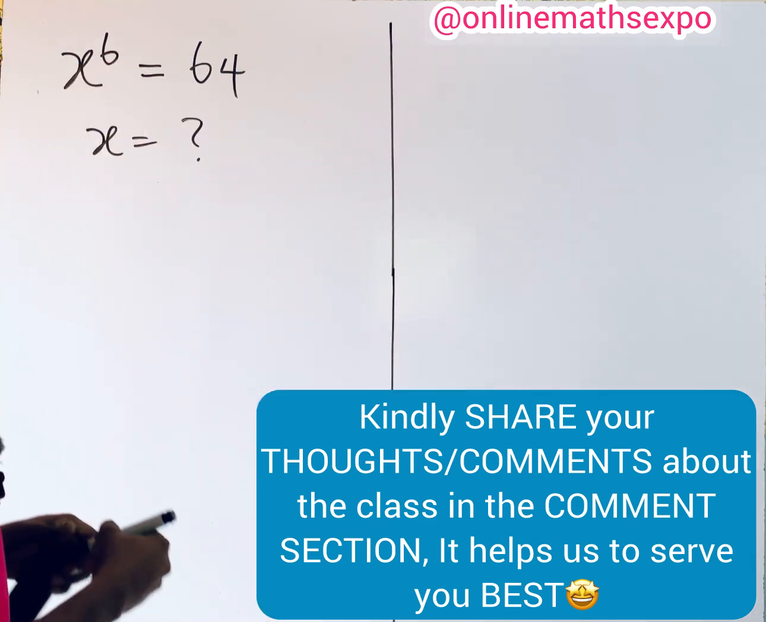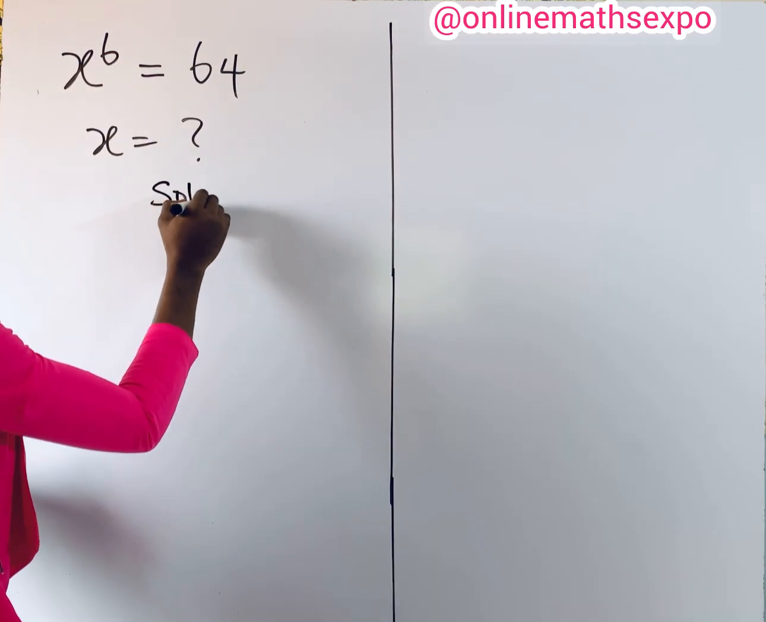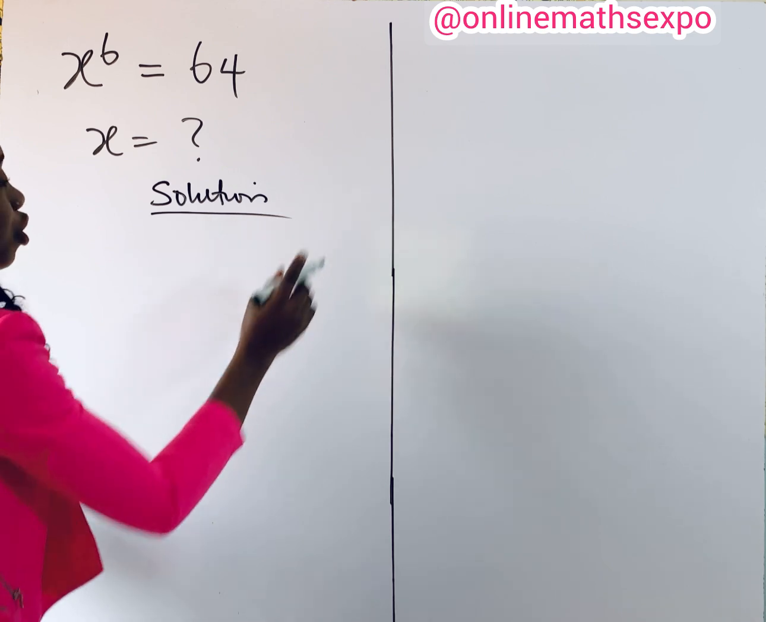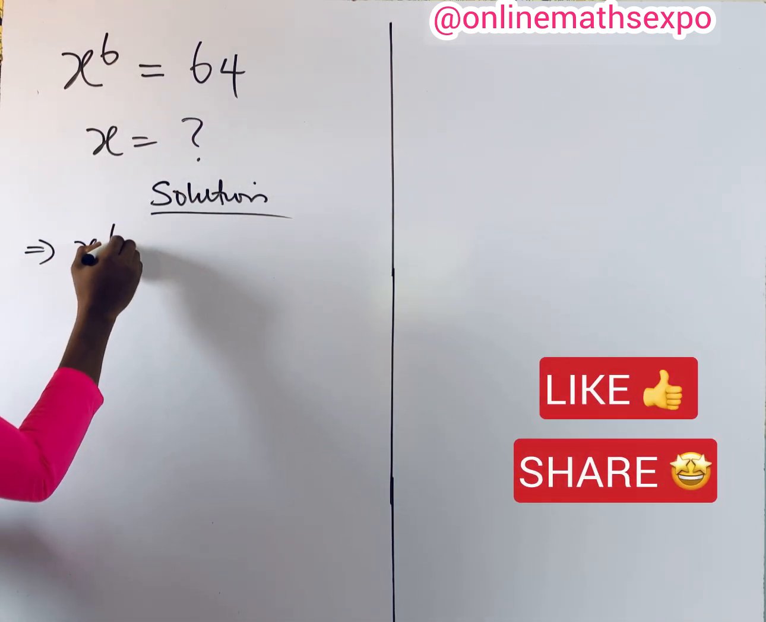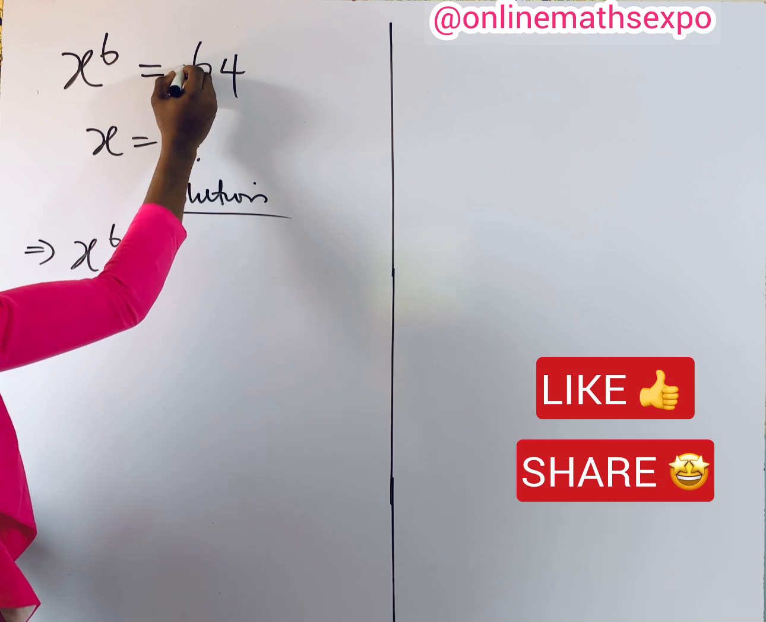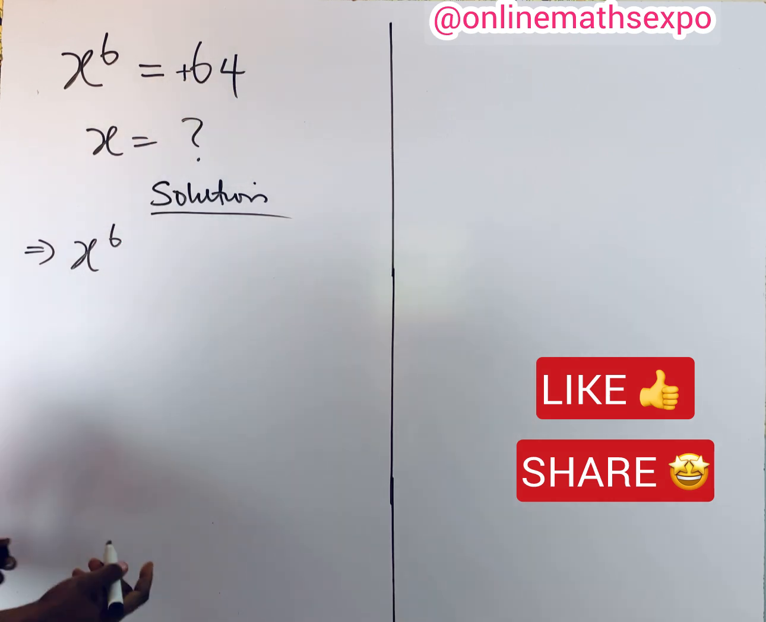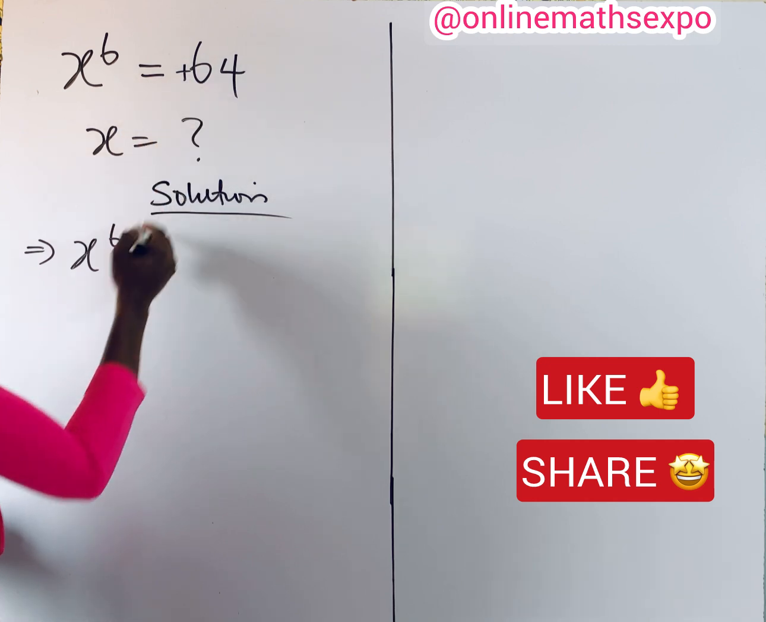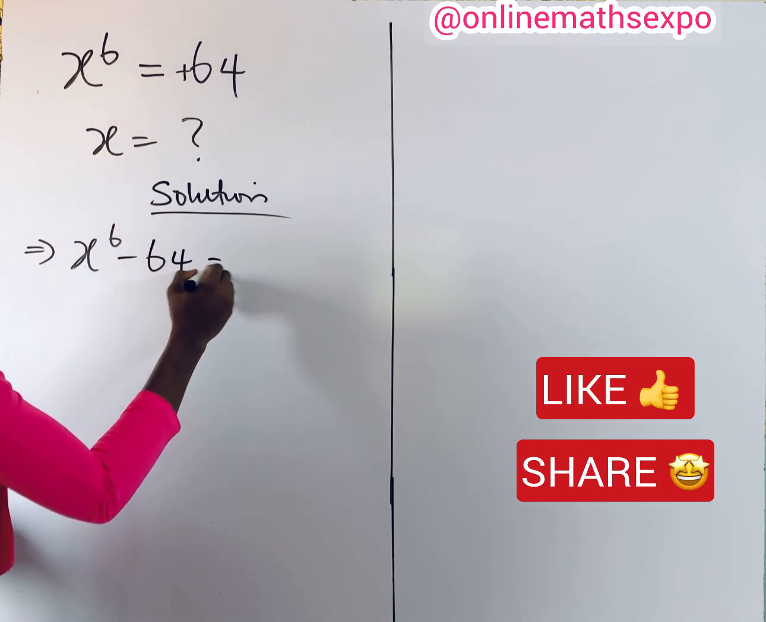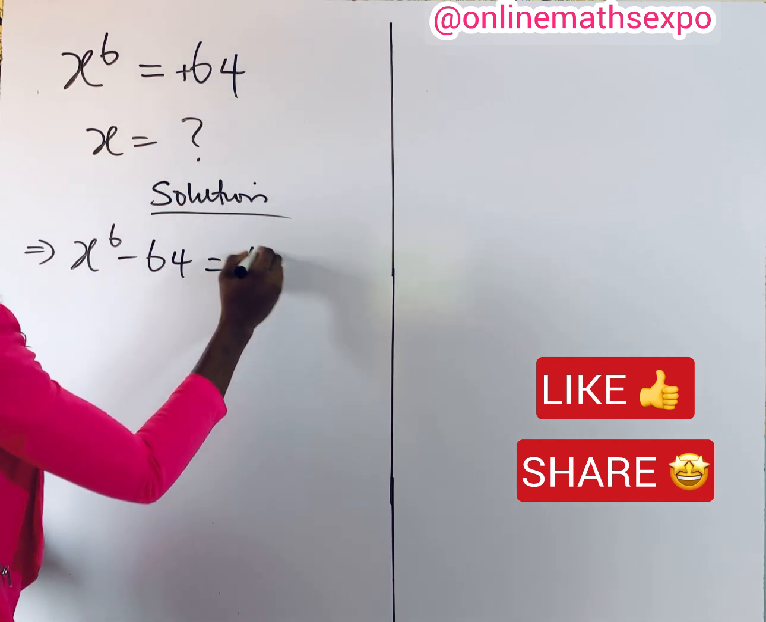Let's do this together. So we begin this with the solution. Now, what do you do? Let's bring down this. So we're going to have x to the power of 6. This 64 is positive, okay? We can choose to remove it. You do it by subtracting. So you subtract 64 from both sides, and if you subtract here, it gives you 0.